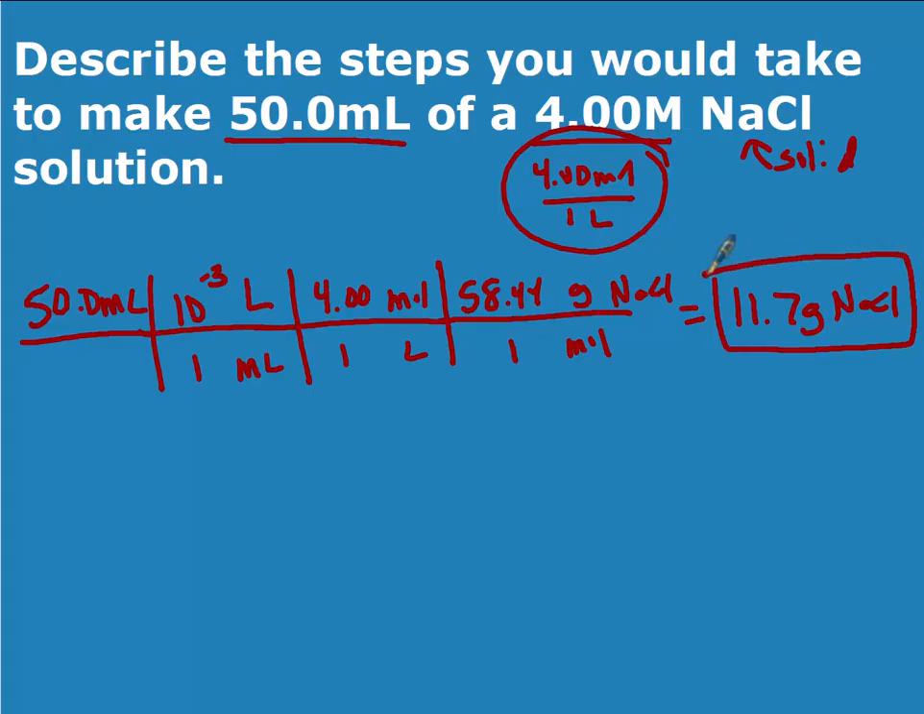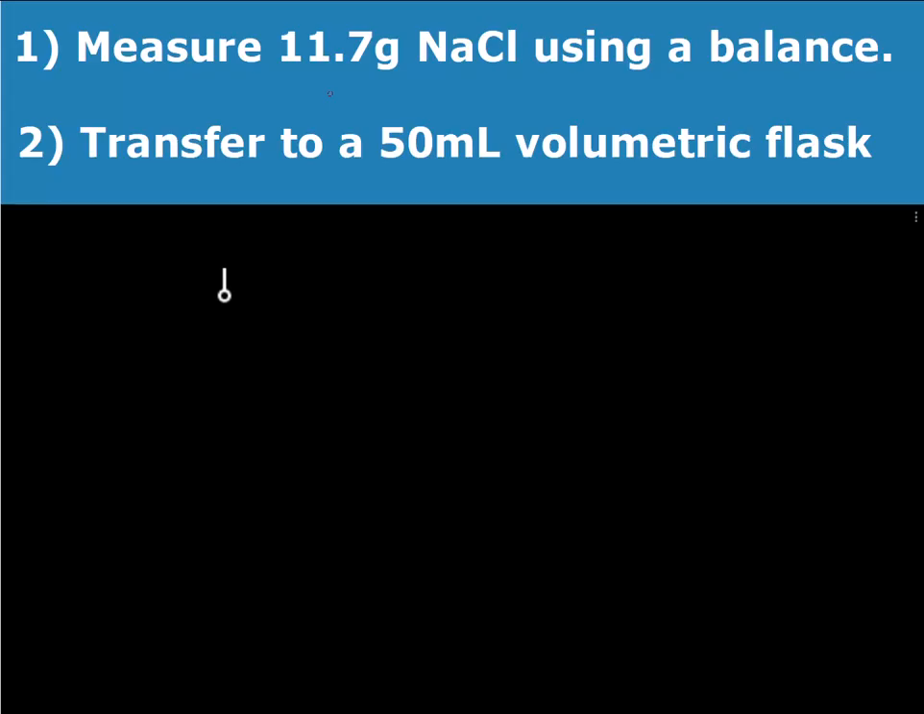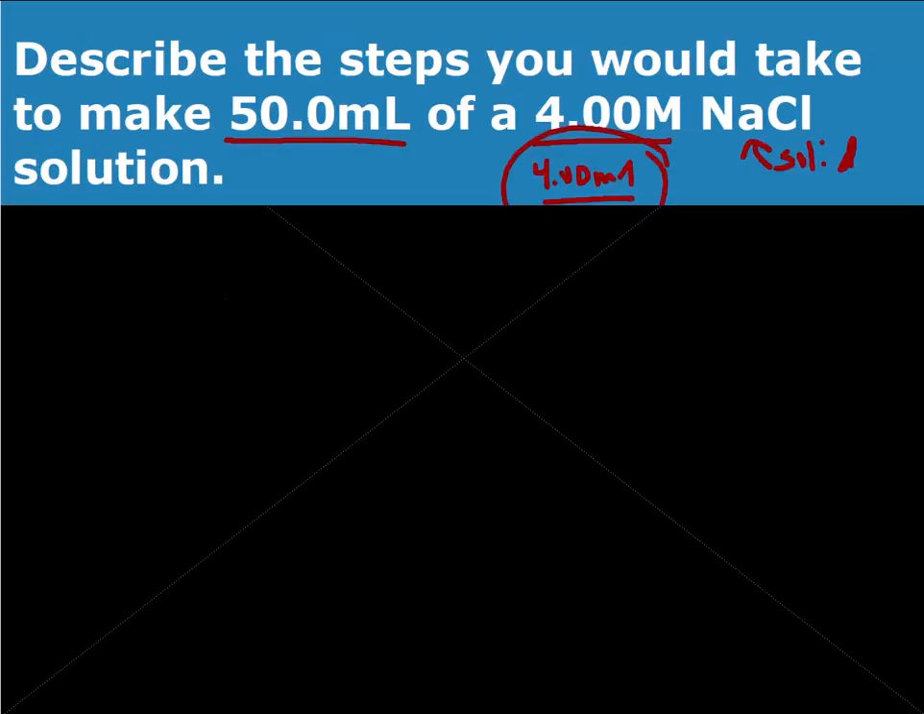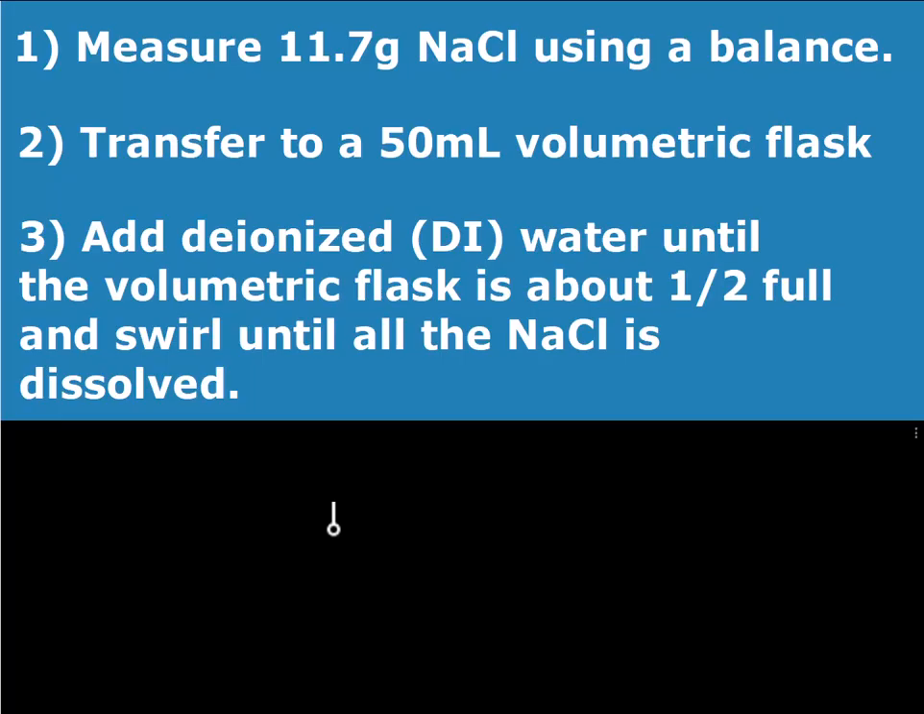So the first step is just figuring out how many grams of NaCl I'll need. Then I'm going to have to weigh that out. So step one will be measure 11.7 grams of NaCl using a balance. Next, I'm going to place that NaCl into a volumetric flask. In our problem, we were trying to make a 50 milliliter solution, so I'm going to put it in a 50 milliliter volumetric flask. Then I'm going to add deionized water until the volumetric flask is about half filled. And then I'm going to swirl it until all the NaCl is dissolved.